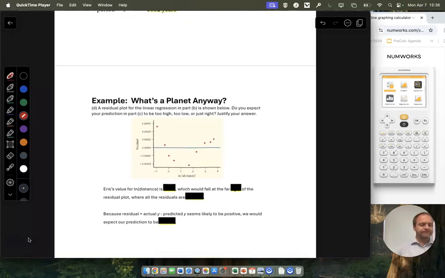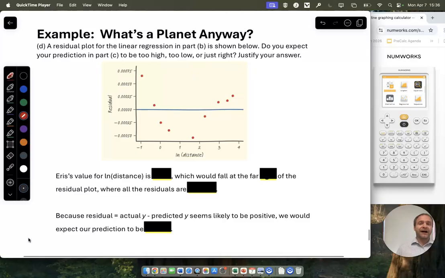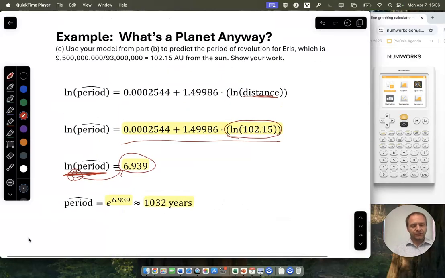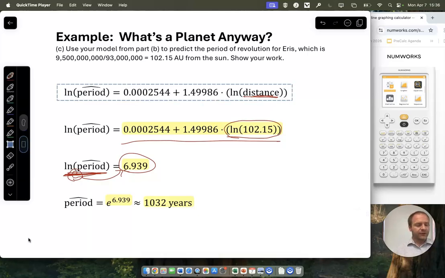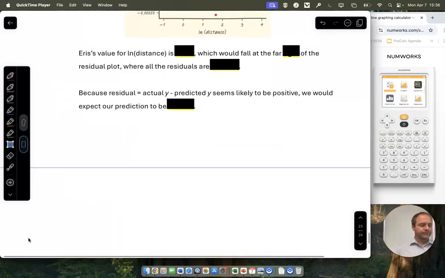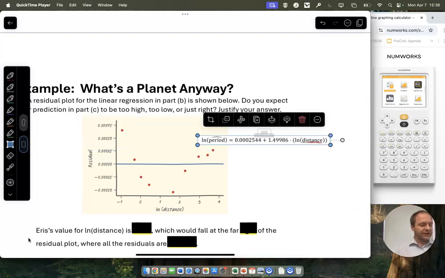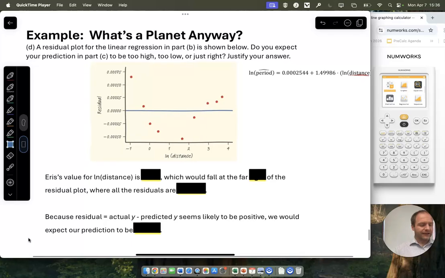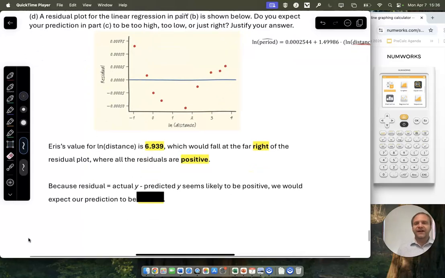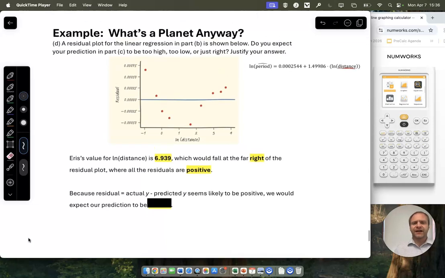And the last part, if we look at the residual plot of that equation, and keep that in mind, this is the residual plot of this equation. What do you notice? If I look at that equation, I go, ooh, man, there is a curved pattern there. Aries value for ln distance is about 6.39, which would fall at the far right of the residual plot, where all the residuals are positive.